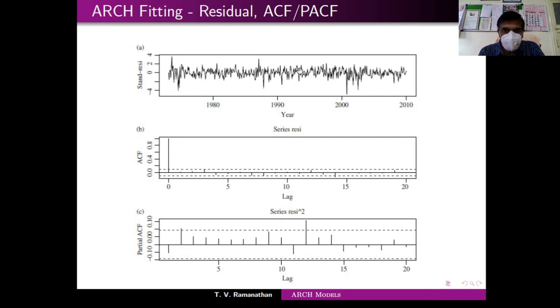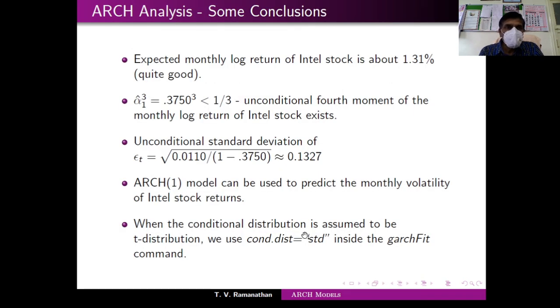So you can see that they are not varying too much. And the ACF, PACF of that lie within these lines, except this one. One or two can go up, because this is a sample thing, but most of them lie within, which means that the model that you have chosen, ARCH 1, is giving a good fit to this data. Now what is the conclusion that you can get? The expected monthly log return of Intel stock is about 1.31%, which is quite good.